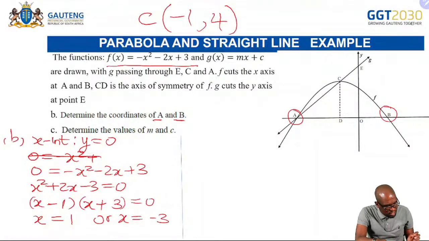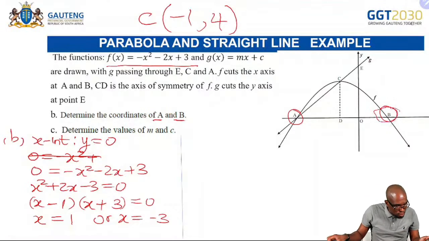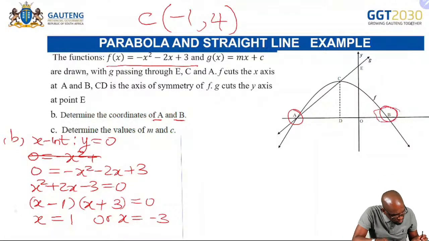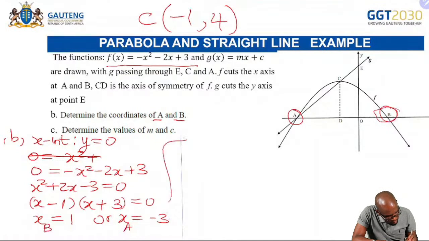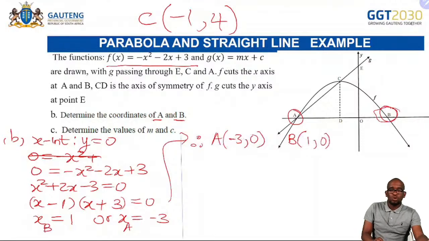So we check from the graph which one is positive. The one that is positive is for B. So since the one that is positive is for B, we're going to say x of B is 1 and x of A is -3. So we have the coordinates of A and B, which means that the coordinates of A would be, when x is negative 3, y is 0. And the coordinates of B would be when x is equal to 1, y is 0. So those are the coordinates.